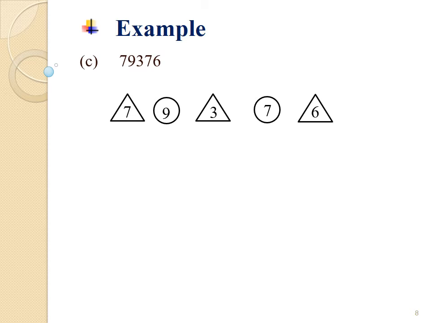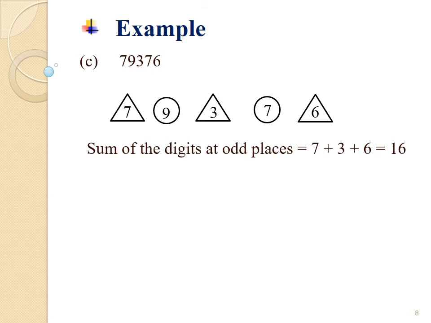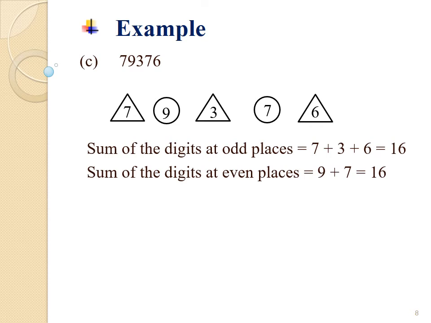Step number 1. Sum of all the digits at odd places equals 7 plus 3 plus 6 equals 16. Now, step number 2. Sum of all the digits at even places equals 9 plus 7 equals 16. Now, step number 3. Difference equals 16 minus 16 equals 0. Thus, 79,376 is divisible by 11.